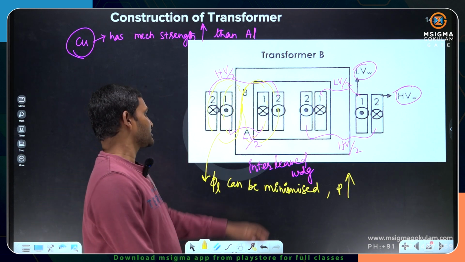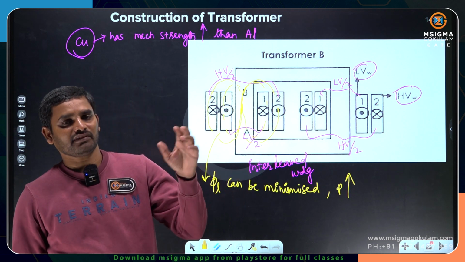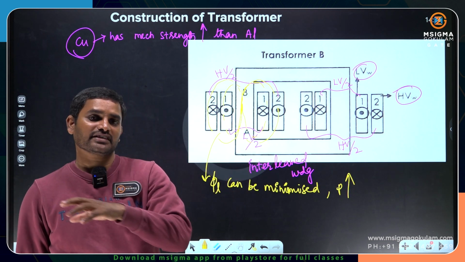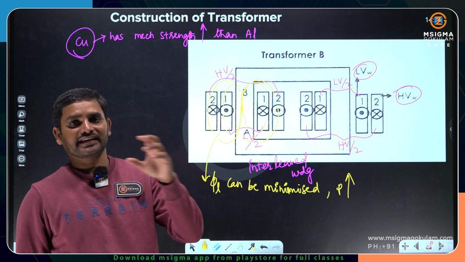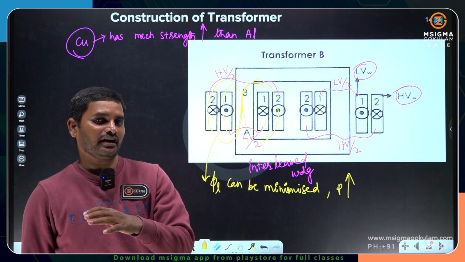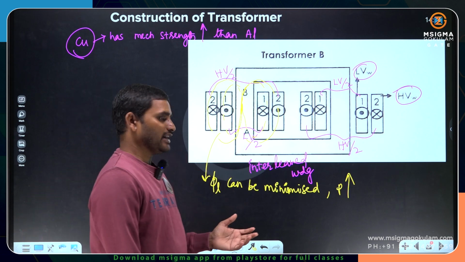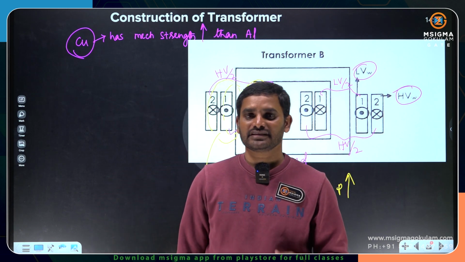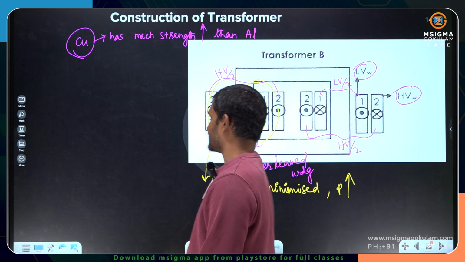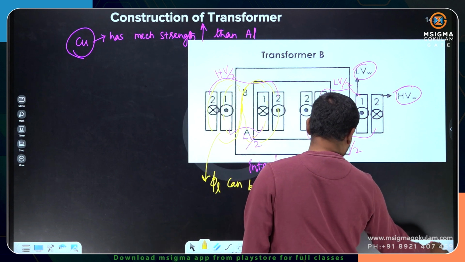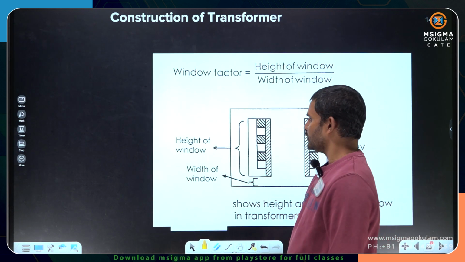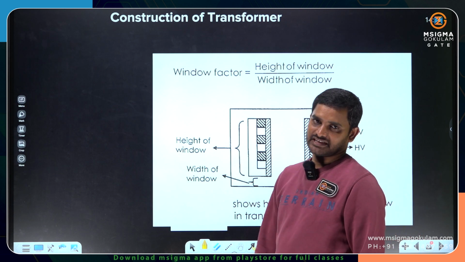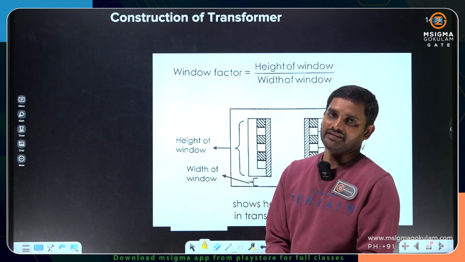So keeping half HV on one side, half HV on the other side, half LV on one side, and another half LV on the other side is called interleaved winding. The main purpose of the interleaved winding is to minimize the leakage flux lines. Remember this point, this is very, very important. You can see that's a square type construction, a core type construction, by the way.